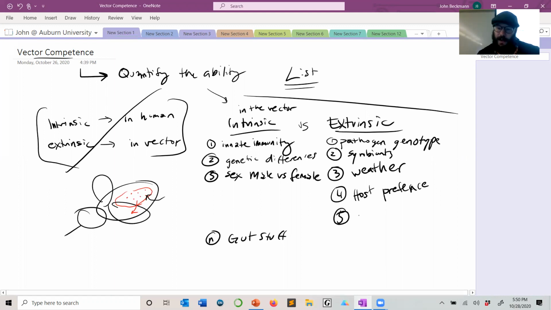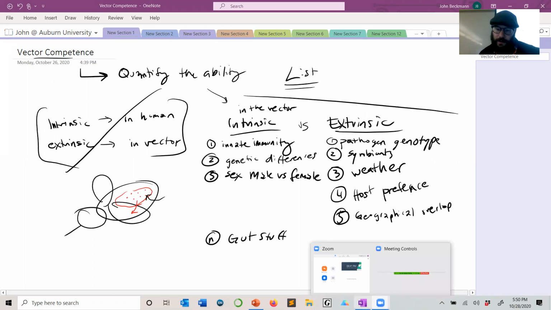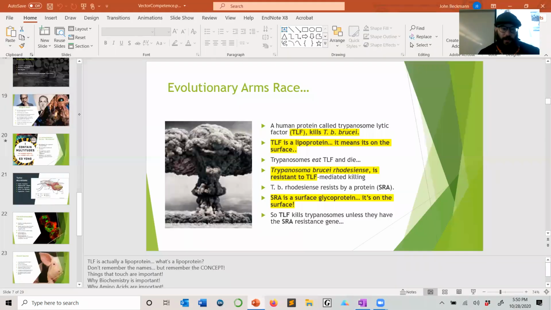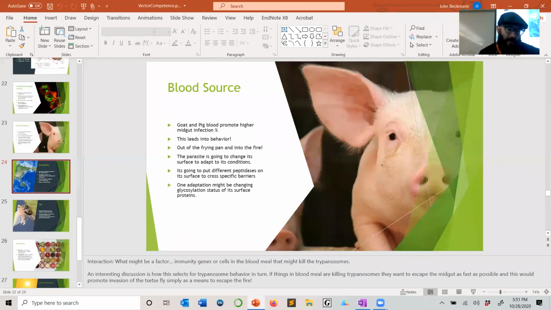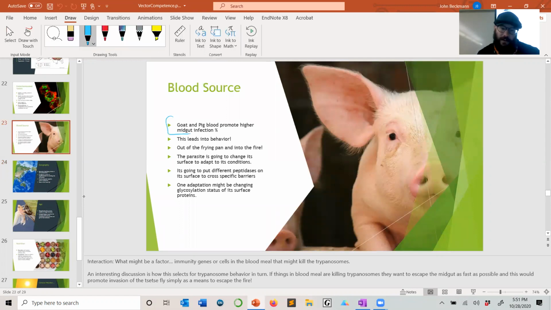And then I would also list, as we've talked about, geographical overlap. Your reservoir has to overlap with your vector, which has to overlap with humans if there's going to be transmission of a zoonotic disease. Let me just check this PowerPoint to make sure I didn't miss anything. Blood source. This kind of relates to Dee's question. I guess goat and pig blood promote higher midgut infections of trypanosomes.